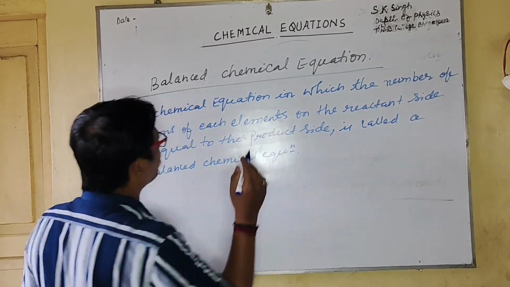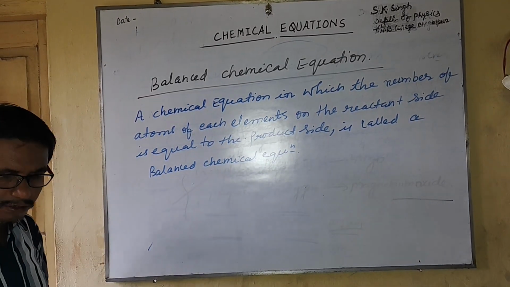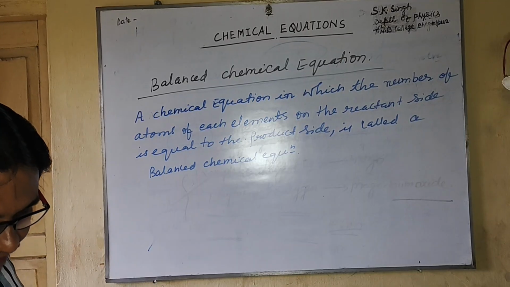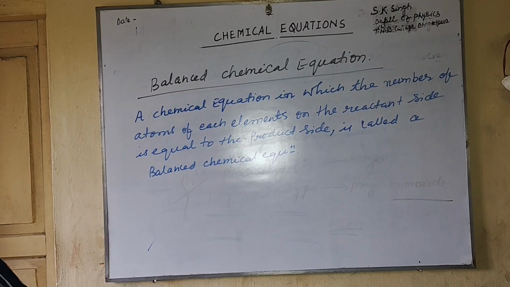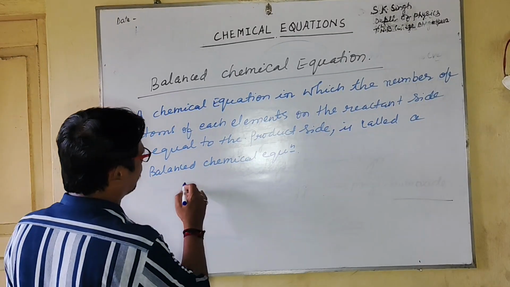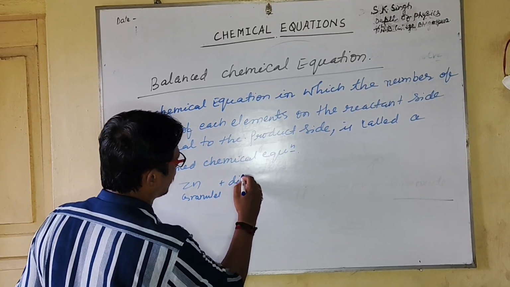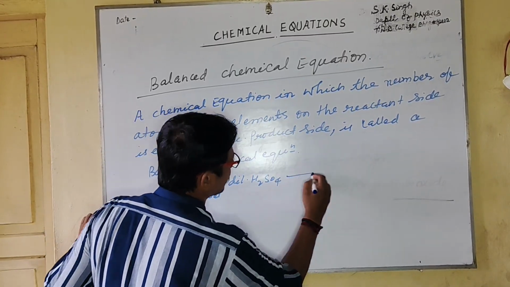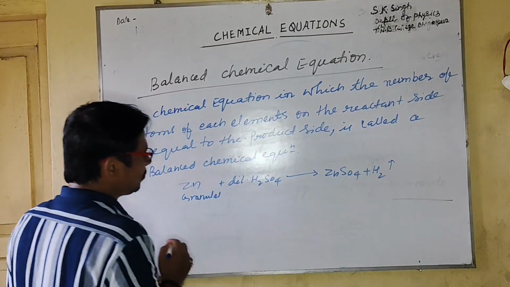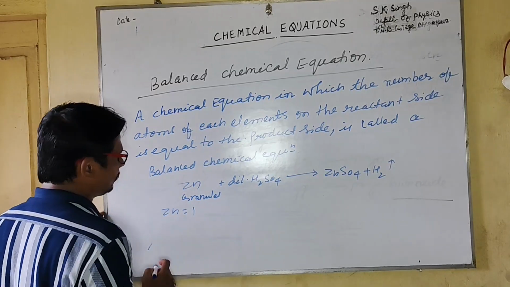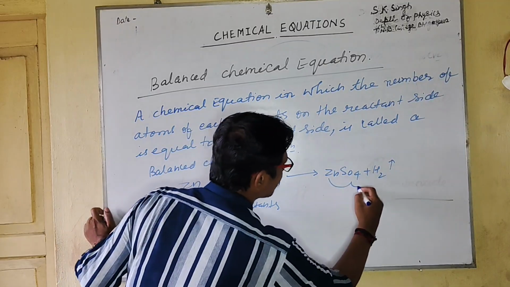So guys, this is the balanced chemical equation, means a chemical equation in which the number of atoms is equal on both sides. Suppose you take an example of a balanced chemical equation. I am giving you the example of zinc granules plus dilute H2SO4. It gives you ZnSO4 plus H2. You may just write: this is the reactant side and this is the product side.